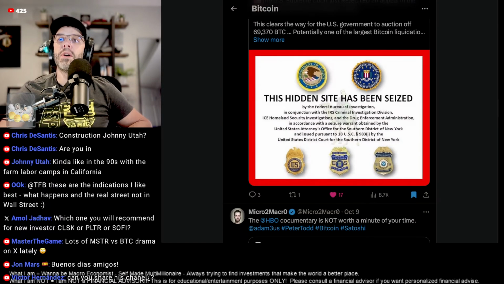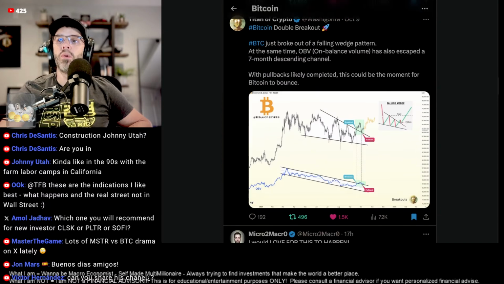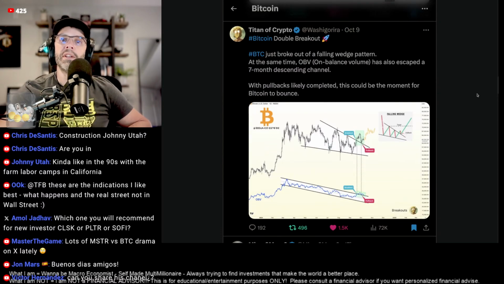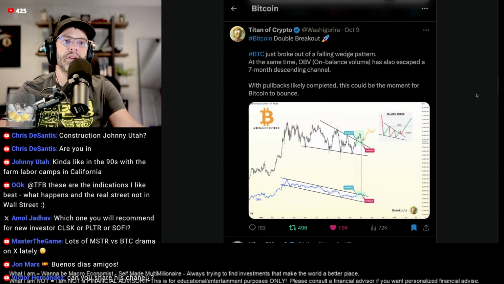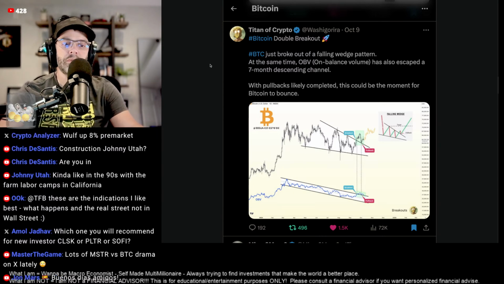I don't understand though why people have to go back and forth and fight with each other about these plays. As long as you're in a decent miner, if you believe in HPC, again, I've added to Iron. Will that turn out to be anything? It doesn't have to. Wolf up 8% pre-market. Why? Is there any real news?